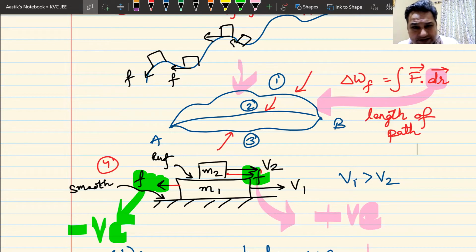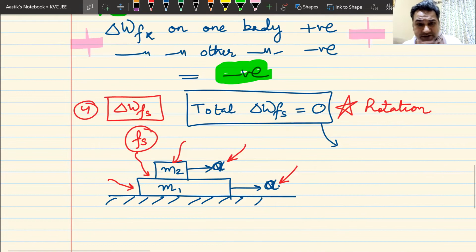We have also seen that if it is kinetic friction, the total work done by kinetic friction will be negative. On one body, if it is positive, the other body is negative. Negative will always win. But in case of static friction, which is a very important concept in this chapter as well as in the chapter on rotation, work done by static friction on one body, if it is coming as positive, on the other body it will be coming as negative, and hence the total work done by static friction will turn out to be 0.